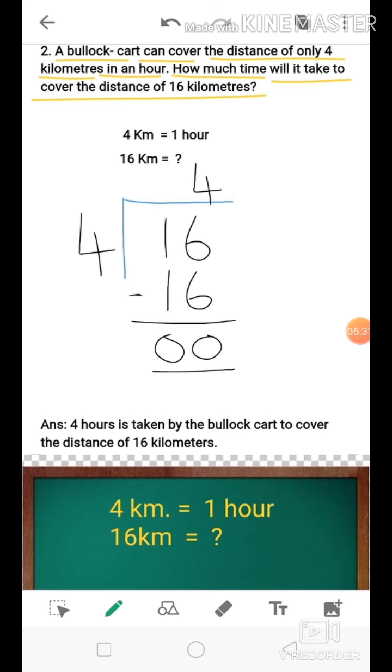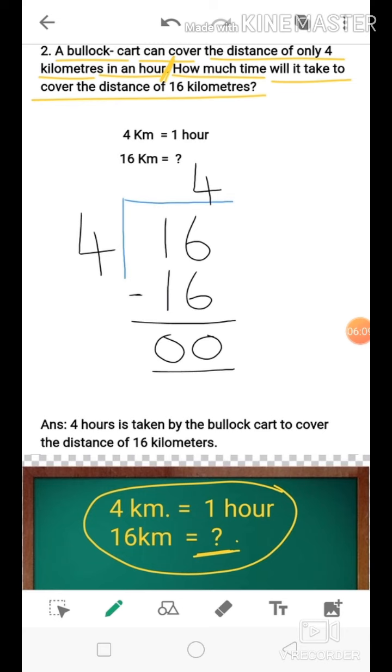A bullock cart can cover the distance of only 4 kilometers in an hour. So I am making a break here. I am going to write the statement. So 4 kilometers in an hour means 4 kilometer is equal to 1 hour. How much time will it take to cover the distance of 16 kilometers? So under the 4 kilometers, 16 kilometer will come. So which place is empty? Here it is empty.